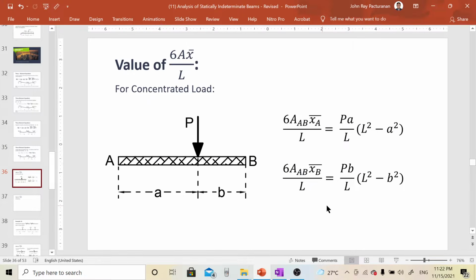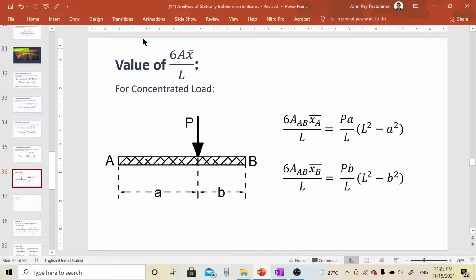Kaya nga dito, may dalawang formula ako because of course, magagamit mo rin sila later on. So, this is the generalized approach, but I have two formulas here. So, yung formula ng 6AAB, centroid ng A over L, is equal to PA over L and the quantity L squared minus A squared. Sa libro ni Python, ito yung formulang makikita nyo.